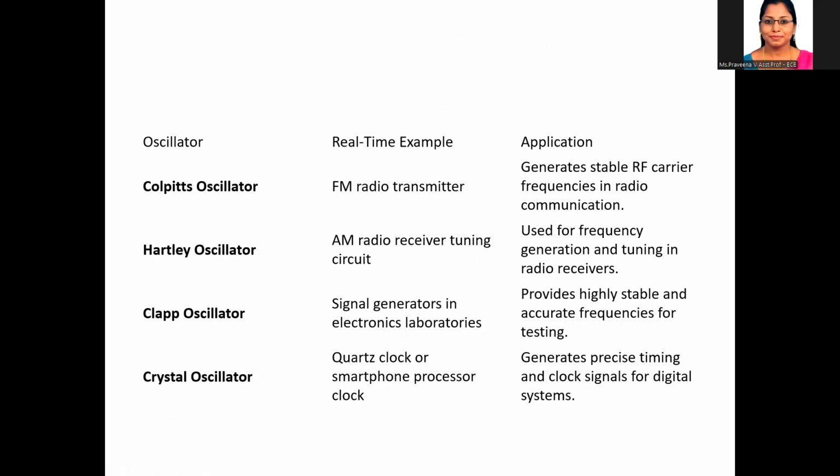And let us see the difference between the four oscillators: Colpitts, Hartley, Clapp, and crystal oscillator. And for that, the real-time examples are the FM radio transmitter, AM radio receiver, signal generator, and quartz crystal. Okay, these are the real-time examples and applications related to those oscillators.